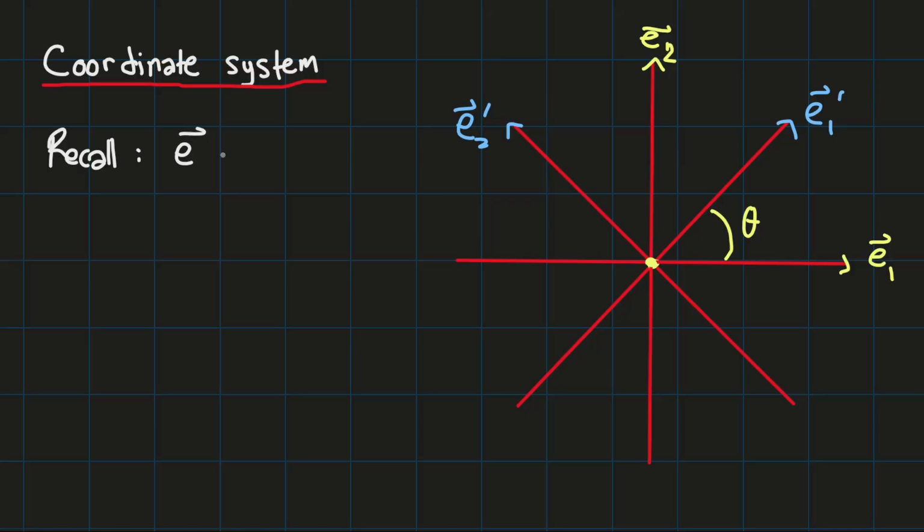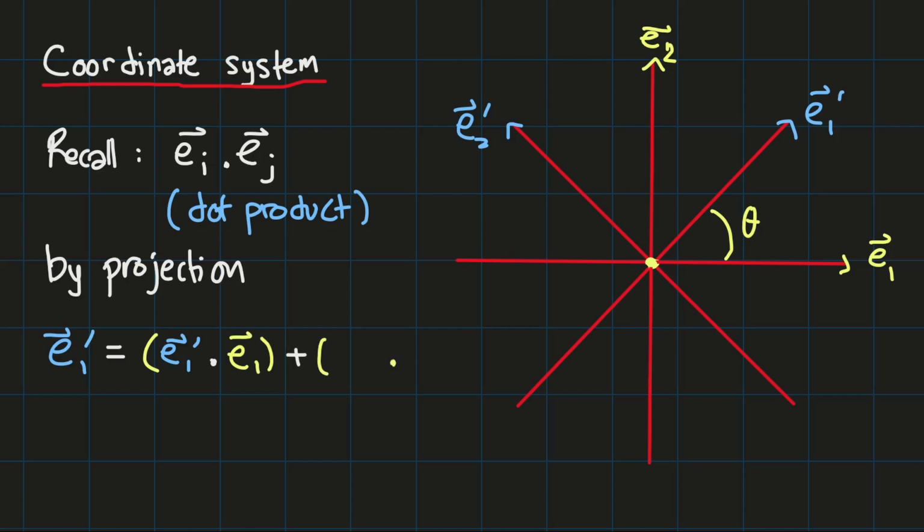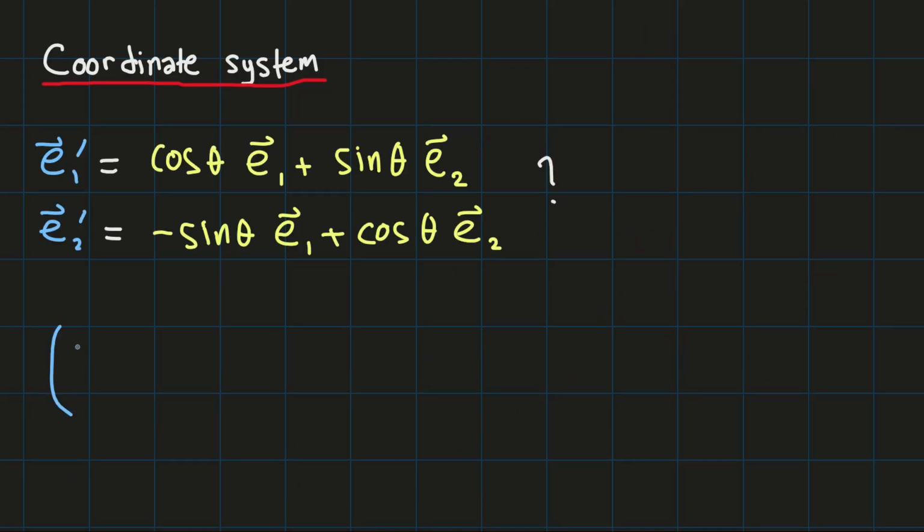Recall the Ei dot Ej dot product, and by its rule about projection, I will have E1 prime as E1 prime dot E1 plus, I will write it like this. I forgot the basis, and this dot product results in a number. This number tells you about the projection. So by the projection, we get cos theta E1 plus sin theta E2, and so on for E2 prime. And now, how can I rewrite this?